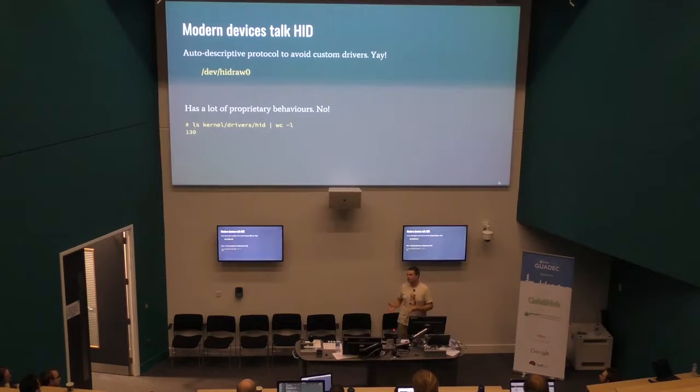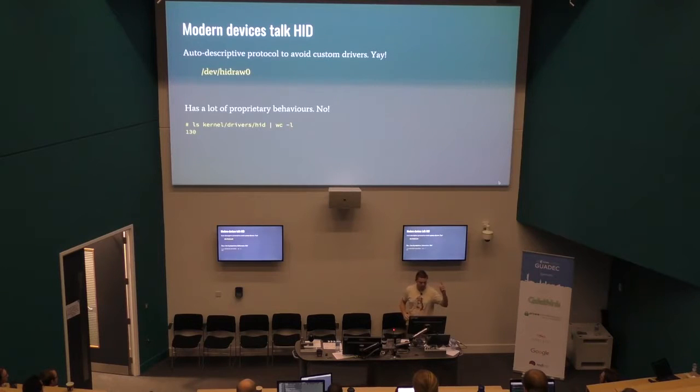So they started with auto-descriptive protocols. In this particular case, the device says, okay, here's a whole lot of features that the device can do, and then it'll send you events based on those features. Which means that you can write one generic driver to rule them all. It's great. Except when it doesn't. It still allows you to have a lot of proprietary behaviors in there.